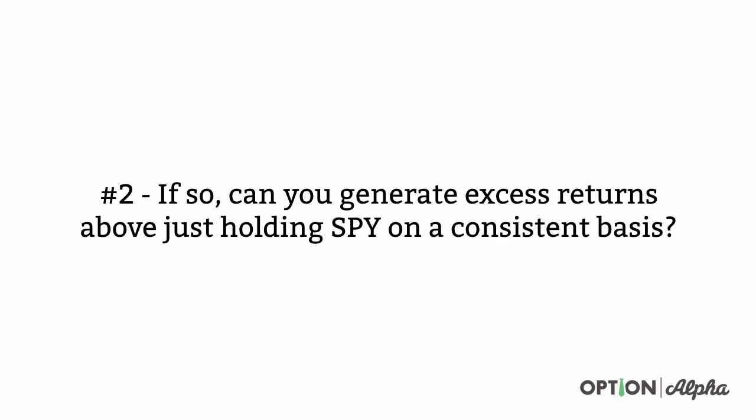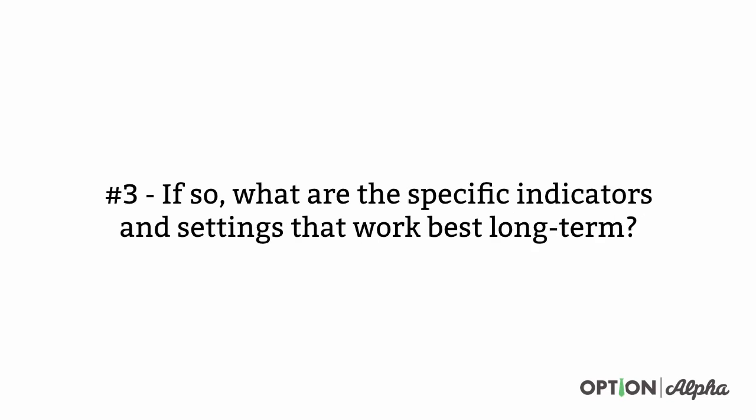So one, if it was more reliable than randomly picking a direction, can you generate money above the S&P 500? And if you can, what are the specific indicators and settings that work best long term? So again, it was the difference between finding out, does the 6-day moving average as an indicator work better than the 10 or the 50 or the 100, or does the 21-day RSI work better than the 18 or the 15 or the 13-day RSI? What are the settings that worked best long term?